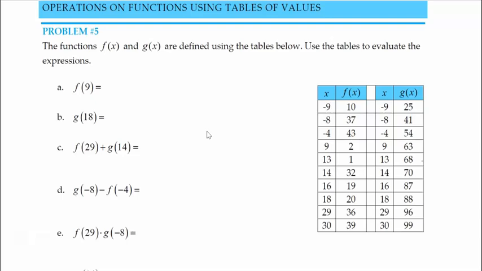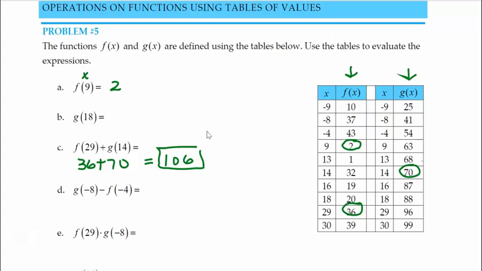So if it's just asking you to find f of 9, remember this is saying when x is 9, what is y? So we're looking over here at the f one, right? So be careful because this is g over here. So 9, so out comes a 2. All right, what about this one? What about f of 29? Well, f of 29 is 36. And then g of 14 is 70, and it's telling me to add these together. So on that, I get 106.